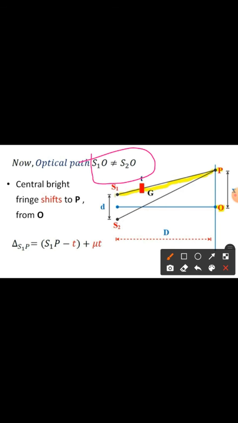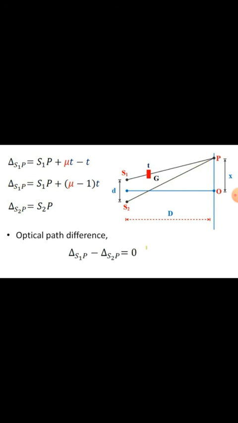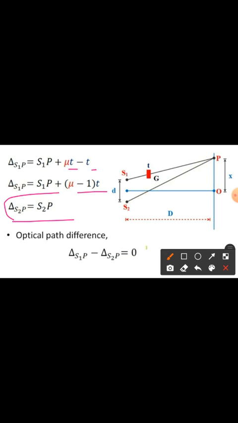So we can write delta S1P is equal to S1P minus T plus mu T. Here mu is the refractive index, and T is the thickness of the transparent material introduced in S1P. So delta S1P equals S1P plus mu T minus T. Here T is common, so delta S1P is S1P plus (mu minus 1) into T. Delta S2P is equal to S2P.